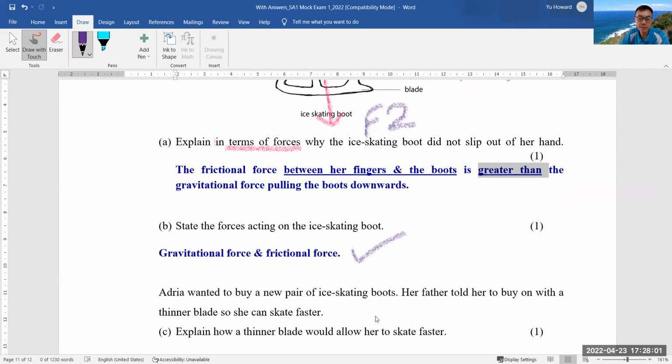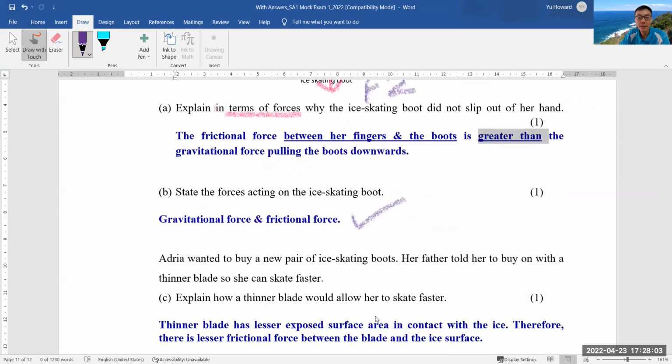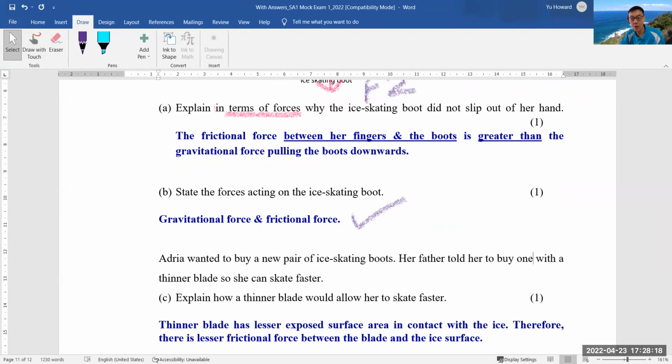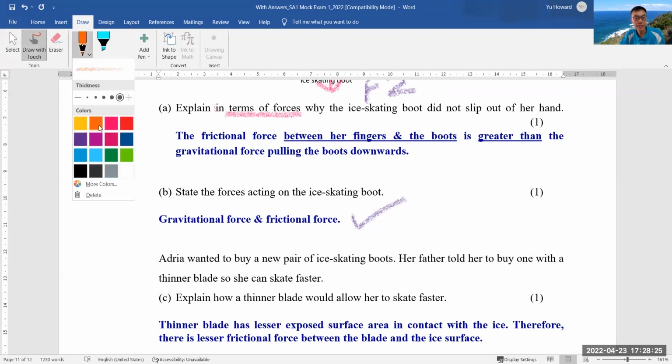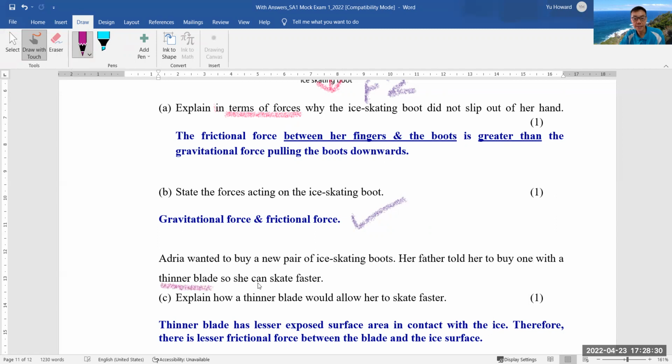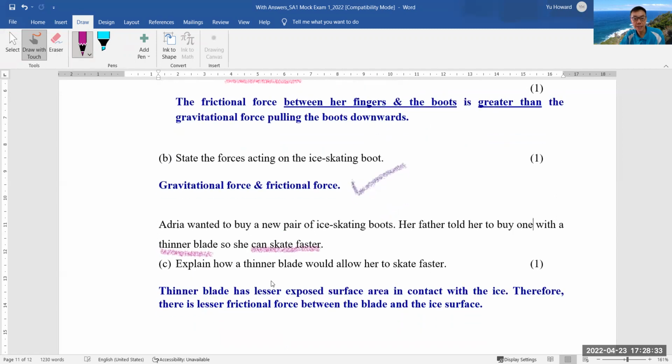Okay, part C is something a little bit tricky. Okay, it says that Adra wanted to buy a new pair of skating boots. Her father told her to buy one. There's a typo error. Buy one with a thinner blade so she can skate faster. So there's a connection here. You see the relationship. Thinner blade, right? Can skate faster. So you're supposed to explain how a thinner blade allows her to skate faster.